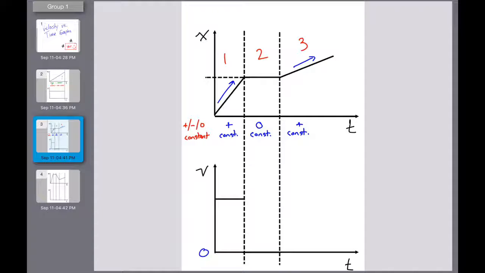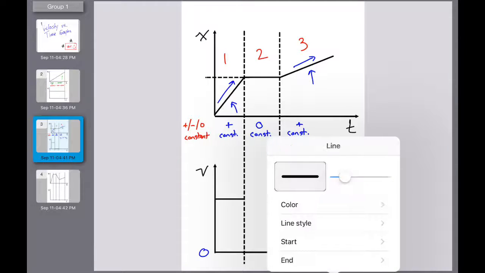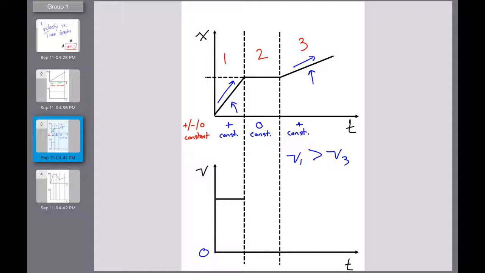But as you can see, the line in section 1 is steeper than the line in section 3. Therefore, we can say that the velocity of section 1 is greater than the velocity of section 3. So when we draw our line to represent the velocity at section 3, we need to draw that line a little bit underneath the velocity of section 1. So as you can see here, this velocity, we'll call this velocity 3, is smaller than the velocity of section 1.